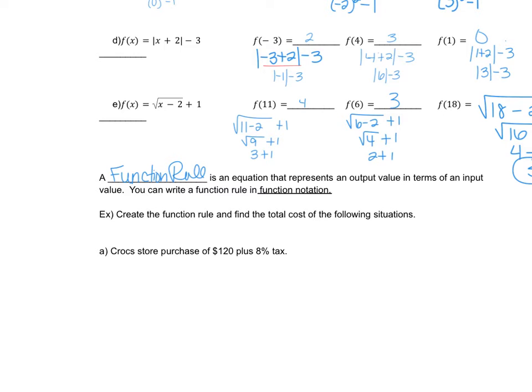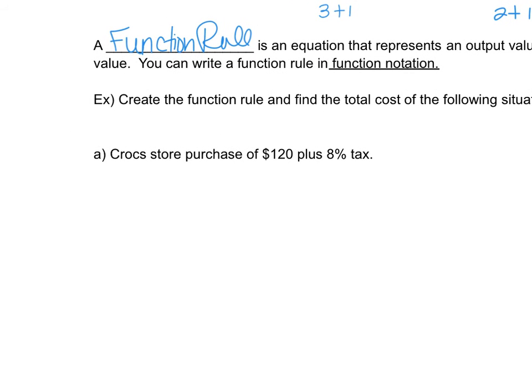So the example is: create the function rule and find the total cost of the following situations. So you go to the Crocs store and you have a purchase of $120 plus 8% tax. So let's just talk about what this means. You have the purchase price plus the tax equals your total, right? That's every time you go to the store, that's what it is.